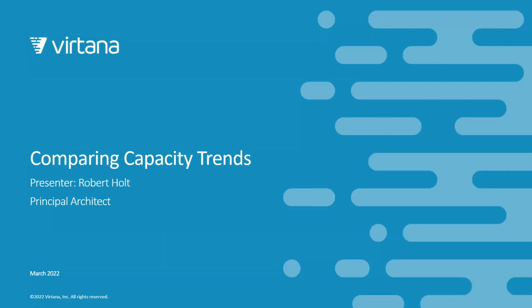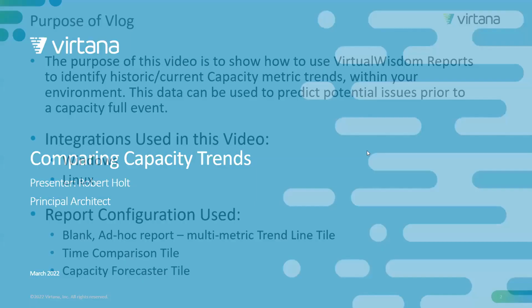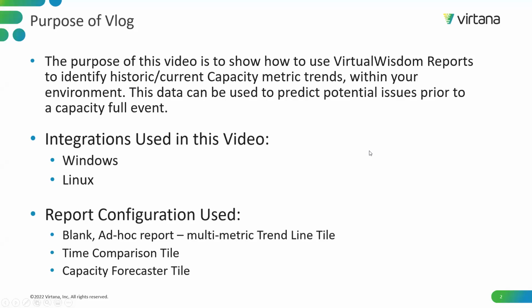And today we're going to be talking about comparing capacity trends. So the purpose of this vlog is to show how to use VirtualWisdom reports to identify historical current capacity metric trends within your environment. This data can be used to predict potential issues prior to a capacity full event.